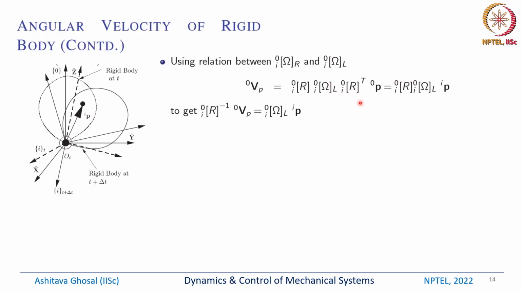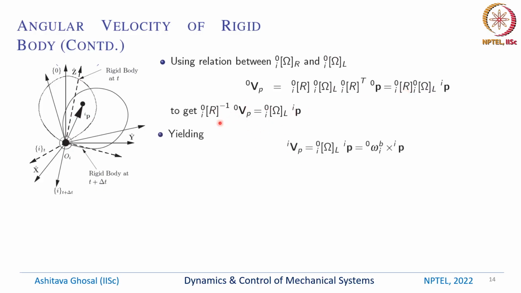Let's continue. Now this part here can be written as ip. Remember, this is R inverse 0p, so this is a vector now transformed to the ith coordinate system. So we have one omega L here, a rotation matrix, and the point in the ith coordinate system. Now we can pre-multiply both sides with 0iR inverse. So 0iR inverse into 0vp will be left with 0i omega L into ip. Okay, so R into R inverse is identity.